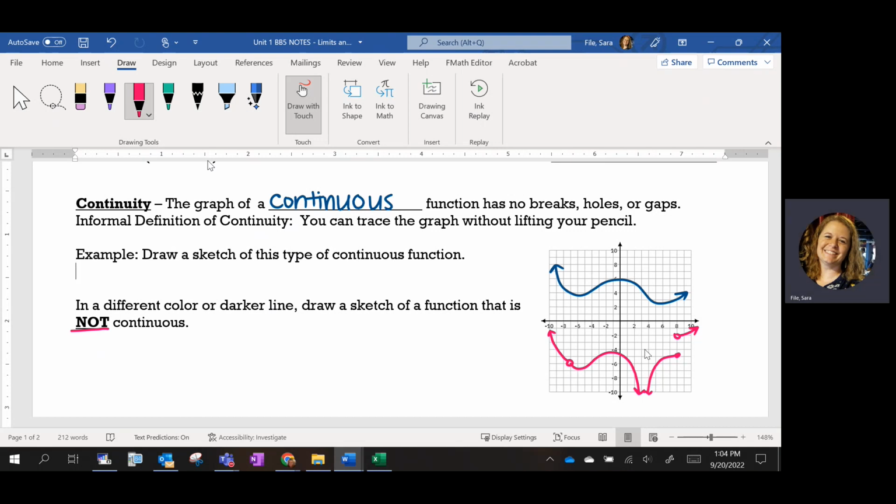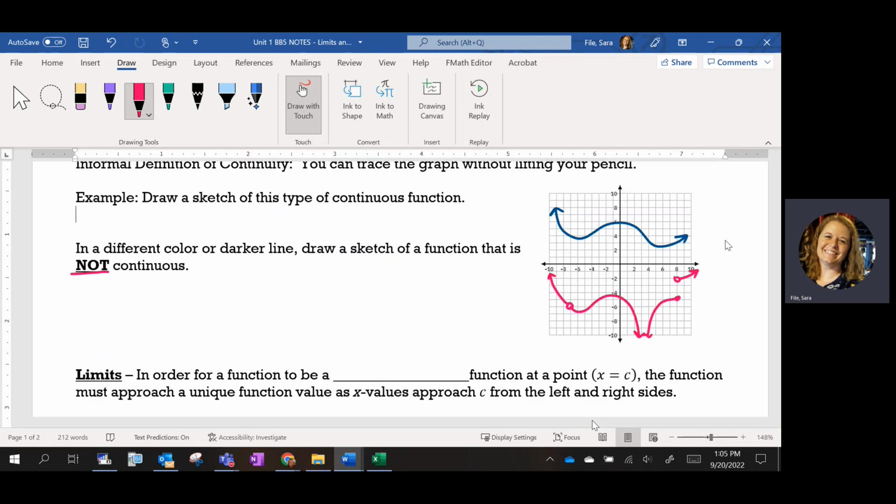What's happening here? What does it look like? A vertical asymptote. I would have to pick up my pencil because this is a separate piece of the graph. And then here, there's just this big gap, a break in the graph, and then it continues. So there are several different types of discontinuity. We need to make sure we understand the difference between continuous and discontinuous, and then we're going to talk about the different types of discontinuity.